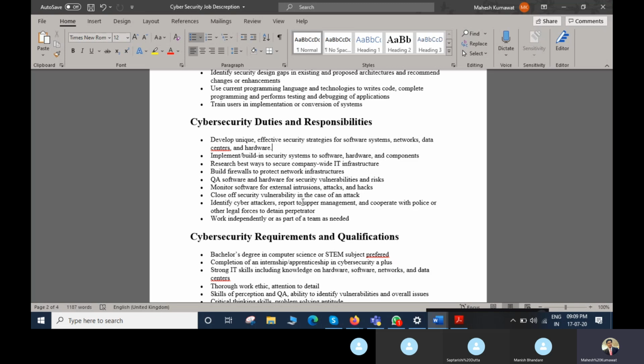Okay, we have another topic: security vulnerability in the case of an attack. Suppose a security vulnerability or attack happens, what sort of things are you going to implement? What are the use cases? What are your thoughts? You're working in a security operations center, and security vulnerabilities or attacks happen. Then what are you going to do?